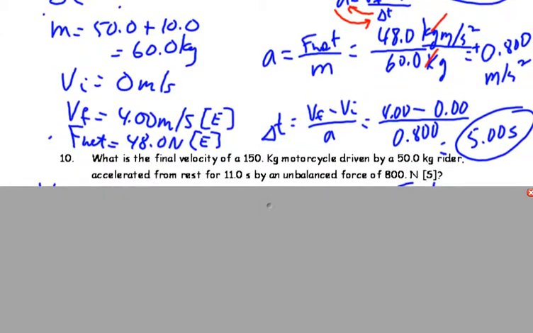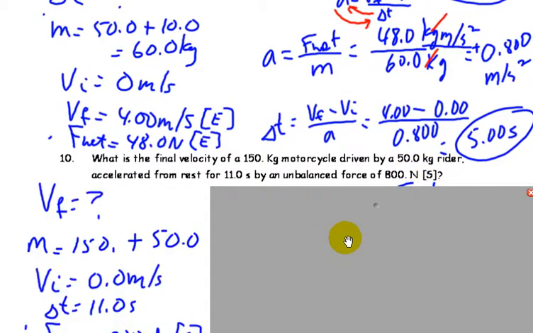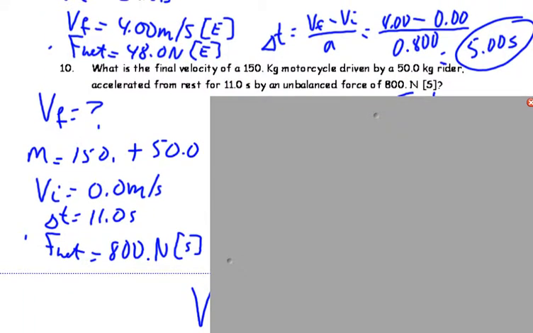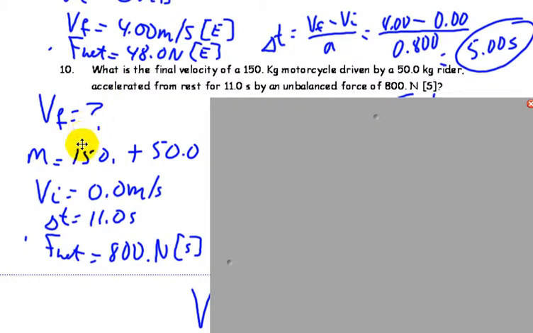10. What is the final velocity of a 150 kilogram motorcycle driven by a 50 kilogram rider if it goes from rest and it's going for 11 seconds? Unbalanced force is 800 newtons. How do we figure out V final? So the total mass here is the rider and the bike. Initially doing that. So we're looking for V final. We know T, we know V initial, so we'll be using this equation here to get V final.